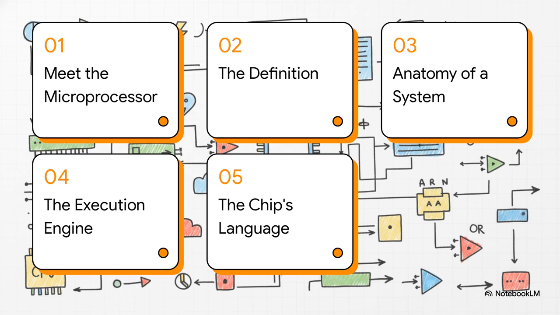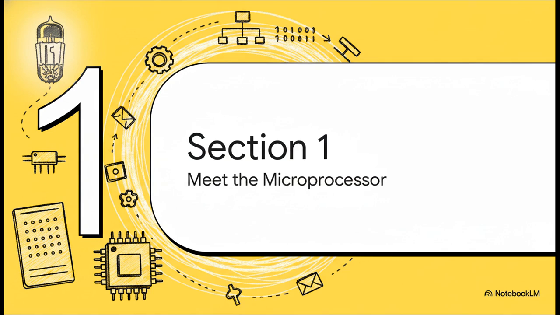Here's our roadmap for today. We're going to start by meeting the microprocessor. Then we'll deconstruct the definition, map out the anatomy of a system, explore the execution engine, and finally, learn how to speak the chip's language. We're going from the macro physical chip all the way down to the micro binary language. Section 1, meet the microprocessor.